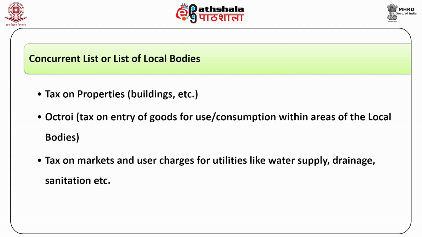Next is the list of local bodies, which includes: 1. Tax on properties, that is, buildings etc. 2. Octroi, that is, taxes on entry of goods for use or consumption within the areas of the local bodies. 3. Tax on markets, and user charges for utilities like water supply, drainage, sanitation, etc.